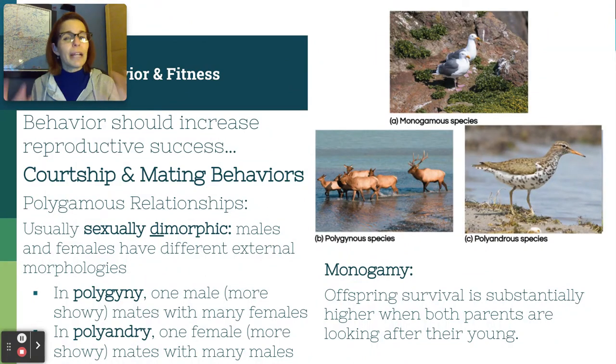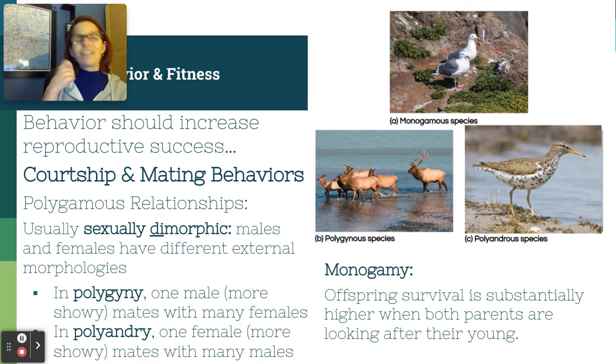All right, behavior and fitness. This is kind of repetitive, but just giving lots and lots of examples. Behavior should increase reproductive success. So here's an example of courtship and mating behaviors. We're going to talk about three main types of mating behaviors. Mating relationships, that's a better way of saying it.